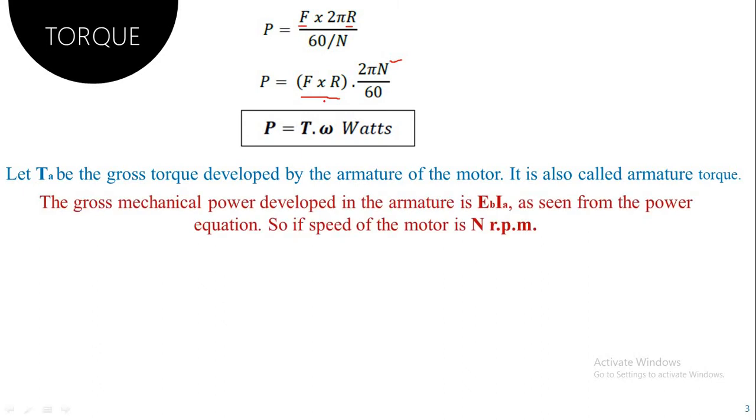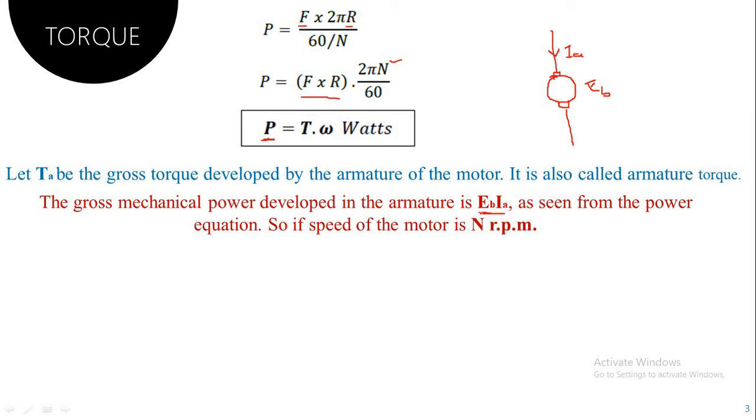Now the gross mechanical power. Power developed in the armature: suppose this is the armature along with the brushes. Current flows through the armature, and EMF is induced in the armature. The current flowing through the armature is Ia and the EMF induced in the armature is Eb, that is, the back EMF. So the power developed in the armature is Eb into Ia. That is, the gross mechanical power developed in the armature is Eb into Ia.